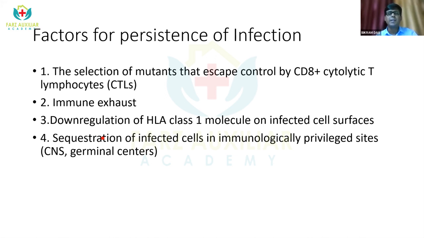What are the immunologically privileged sites? The CNS and the germinal centers. There, the CTL cells, or the cytotoxic T lymphocyte cells, are fewer. So the virus will not be inhibited, and there is persistence of infection.